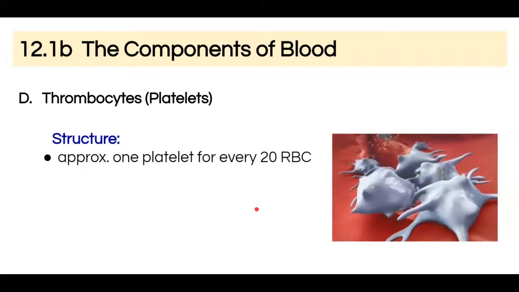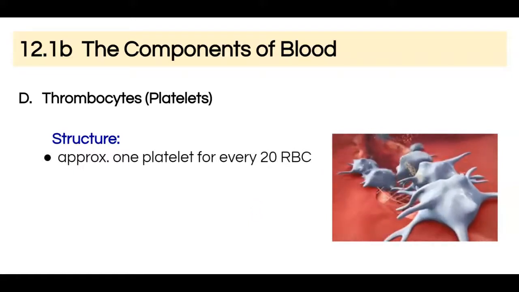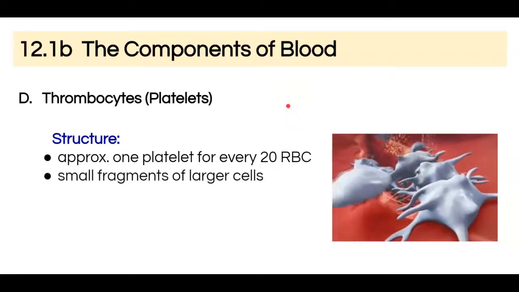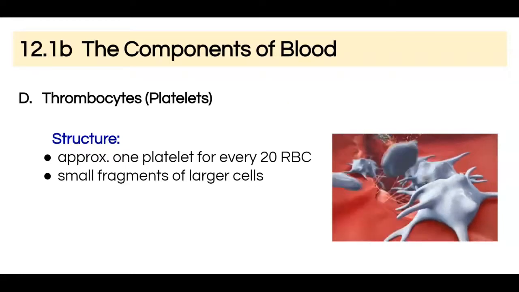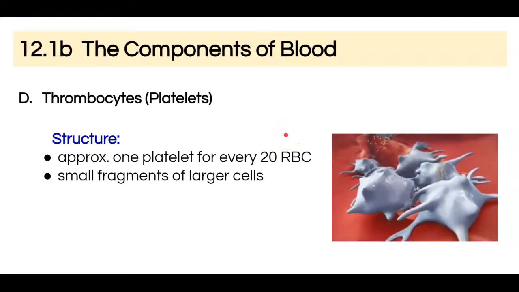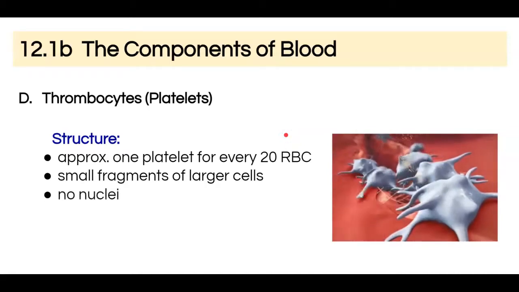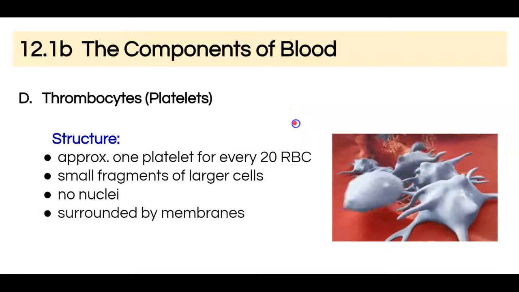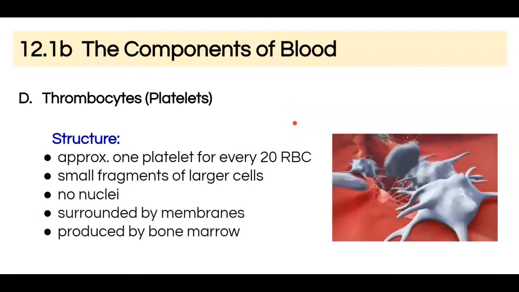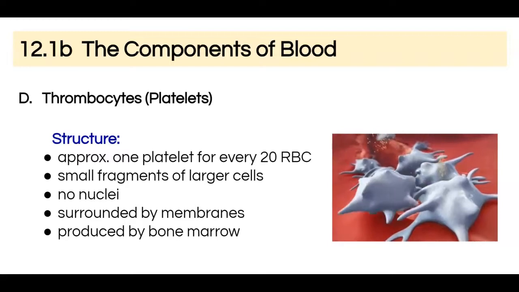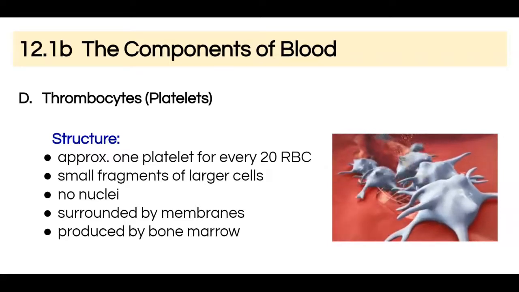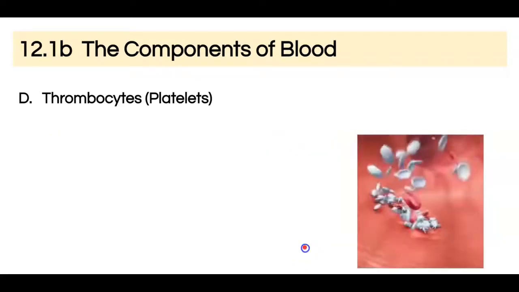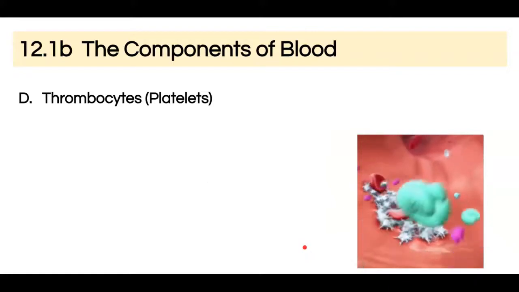So what is their structure? Well, in terms of how many we have, about one platelet for every 20 red blood cells. And what are they? Well, in terms of their structure, they're just small little fragments of larger cells. They don't have their own nucleus, so they're pretty simple. But they're surrounded by membranes that are going to create these little fibers they'll expand upon. And I'm going to talk about that in the next section. But as with our red blood cells, they're produced by the bone marrow.